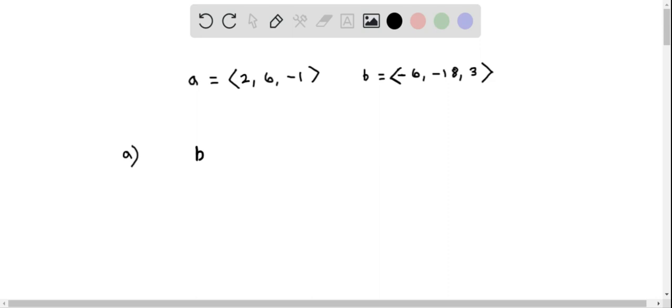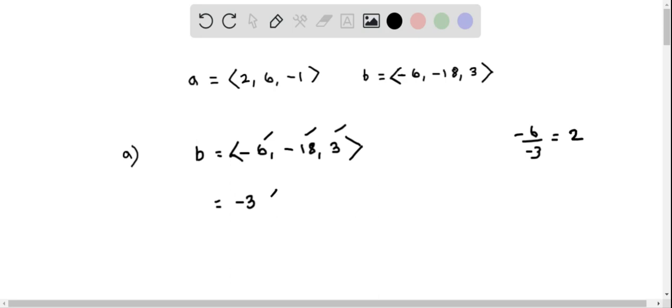I'm going to consider the B vector. The components of B vector are negative 6, negative 18, and 3, and from this I'm going to factor out negative 3. So when I factor out negative 3, I should divide each of the components by negative 3. That is, negative 6 divided by negative 3 equals a positive 2. So I put positive 2 here, and then the next component is negative 18 divided by negative 3, and this equals 6. And then the last component is 3 divided by negative 3, and this equals negative 1. So here I put negative 1.